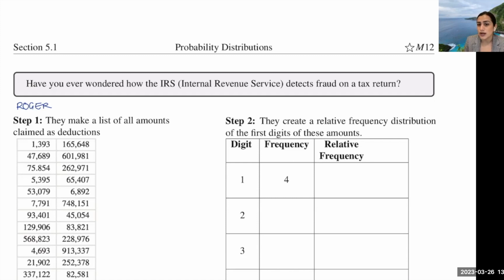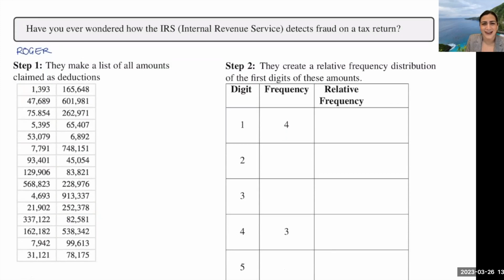And we're gonna use a method to figure out if he is committing fraud. And we're going to use techniques that we actually learned in chapter 2. In chapter 2, we learned about frequency distributions and relative frequency distributions. So hopefully you all remember that. Okay, so we're going to go ahead and look at this list of claimed deductions, and we're going to organize it in a relative frequency distribution that is here on step 2. Okay. So stay tuned to figure out, hey, how does the IRS detect fraud?